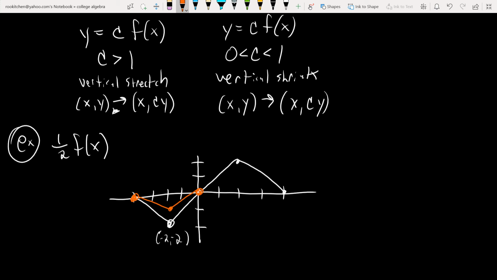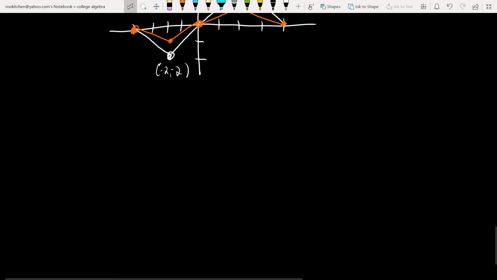Then originally this guy was at 2, 2. If you multiply this y coordinate by 1/2, you get 1. Okay, so the new point will be dropped down to here. Put that in red. Okay. And then finally, this guy's height won't change because you're just multiplying 0 by 1/2. Okay. The horizontal stretch shrink case, then let's take a look at that.